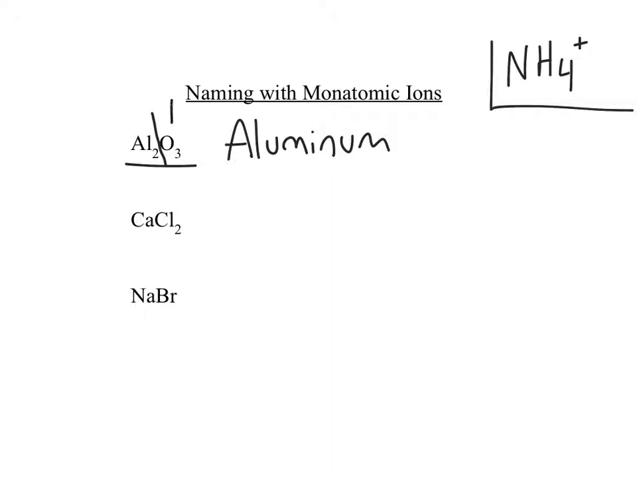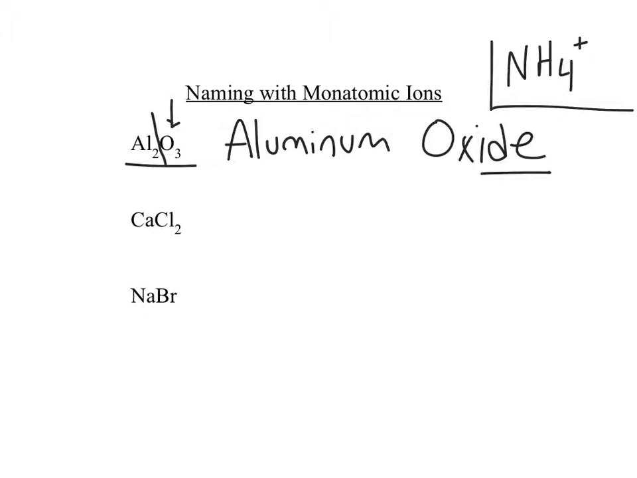Now the second part of the name deals with that oxygen. It doesn't matter that I have three of them. There's only one type of element there, so that is also monatomic. So when you have a monatomic anion, you change the ending so that it ends in "ide." So that's oxygen, but I want to change it so it ends in "ide." So the first example is aluminum oxide. So right now, pause the video, try the next two, and then we'll come back and give you the answers.